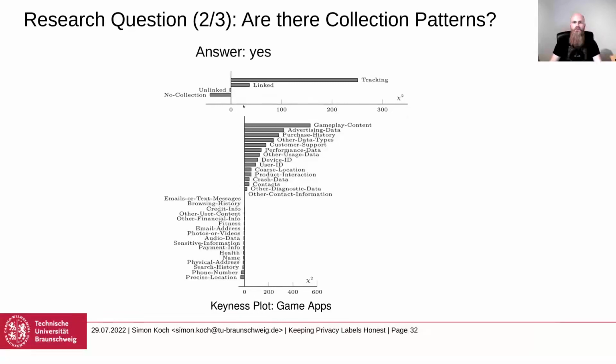If we had a look at the data types that are collected by game apps, you can see that gameplay content is the leading data type, which is not really surprising considering you're looking at gaming apps. However, the next two, advertising data and purchase history, are somewhat surprising, but do fit the stereotype of game apps.